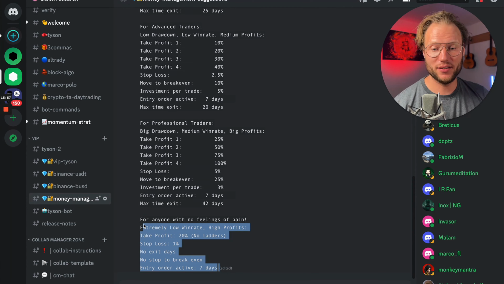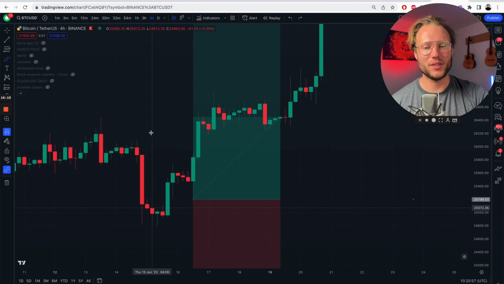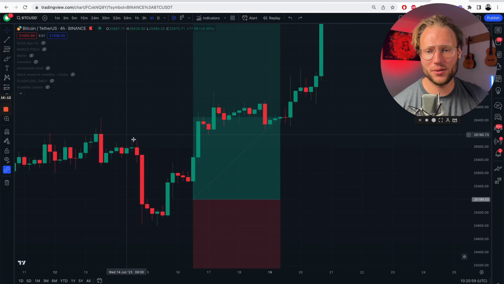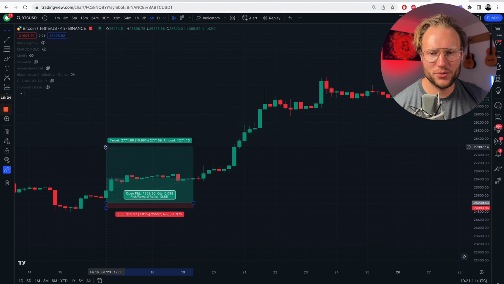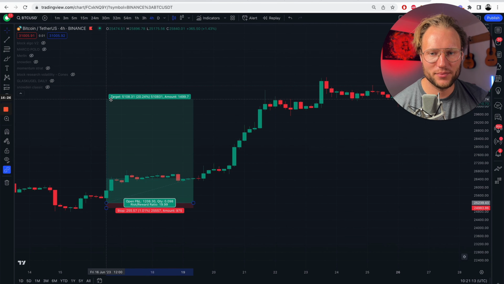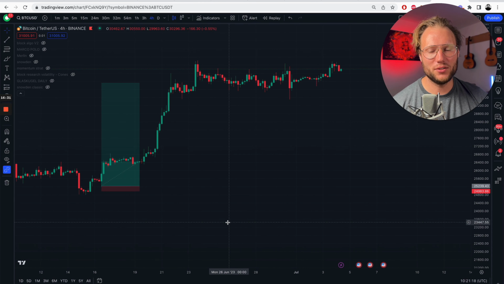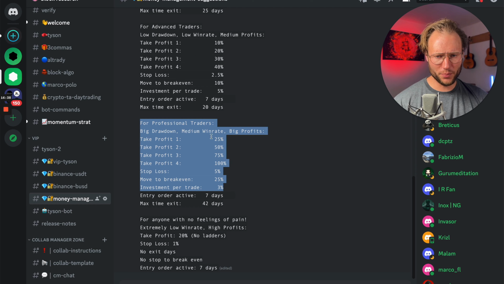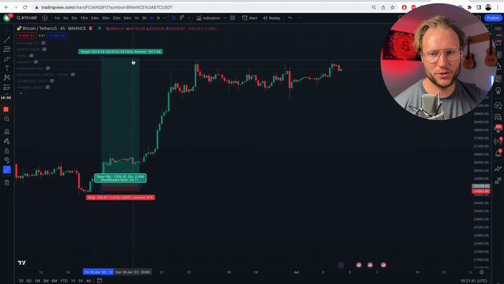And if we take this one, this is just one example here, which has been a very, very nice no drawdown trade actually. This would have been perfectly fine with a 1% stop loss. And did we reach 20%? I think so. Yeah, easily. So this would have been perfect 1 to 20 risk to reward. And with the bullish money management, with the big take profits, we didn't yet reach the first take profit.